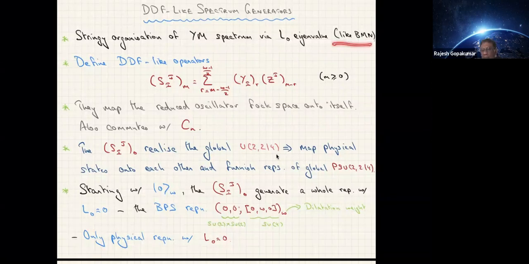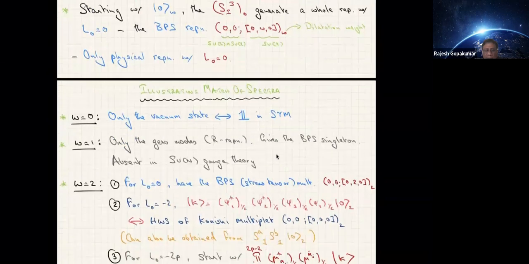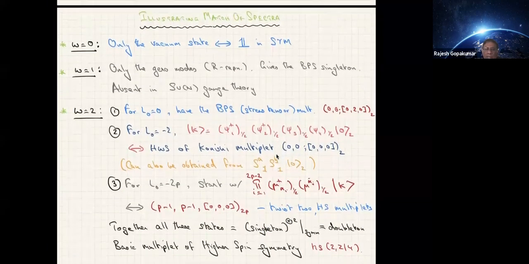That's like in BMN, the light cone vacuum. This is the analog of the light cone vacuum, but now for finite W. Remember, this W also plays the role of the R symmetry current. So this multiplet is the BPS multiplet, but you can consider others. And in fact, you have to go beyond W equals 1 to see this.